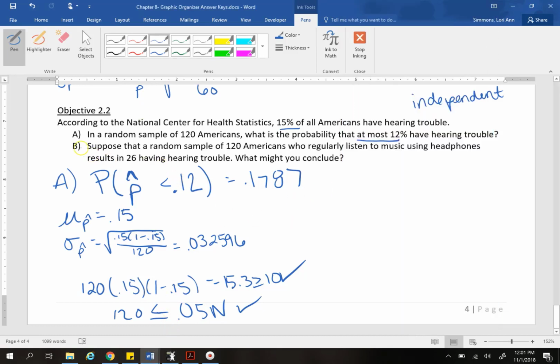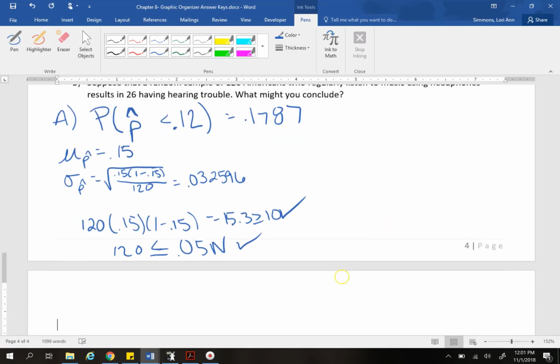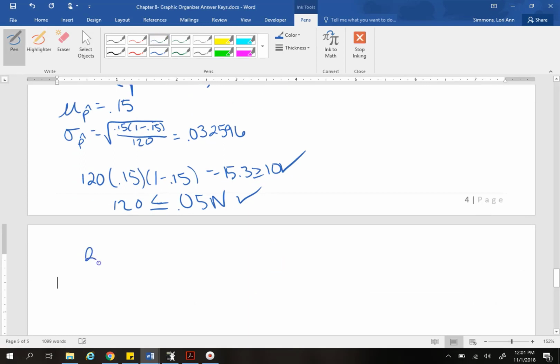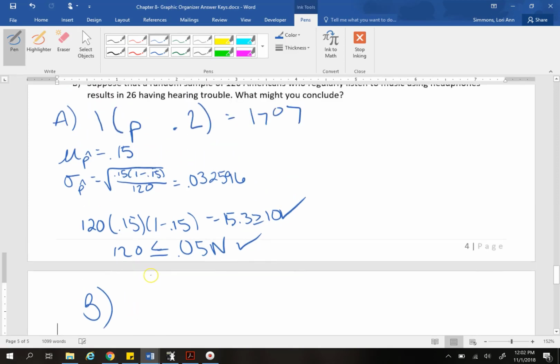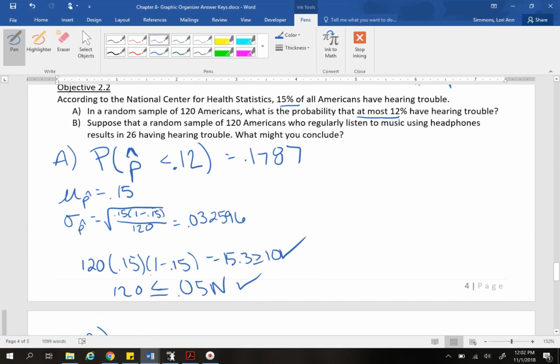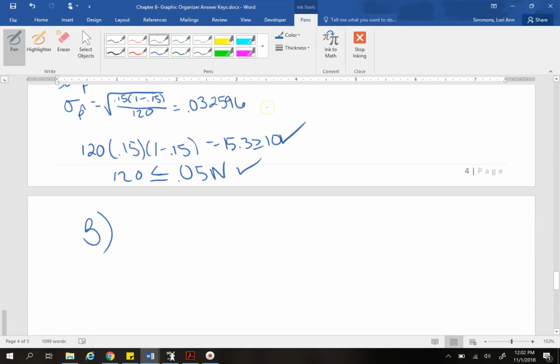Okay, let's move on to B. Suppose that a random sample of 120 Americans who regularly listen to music using headphones result in 26 having hearing problems. What might you conclude? So let's get to another page here so we have some room. So it's not specifically asking here what to do, but if we test to see if this is unusual, then we can make a statement about that. So what I'm going to do is test to see if it is unusual.